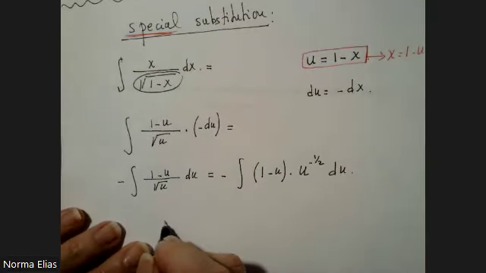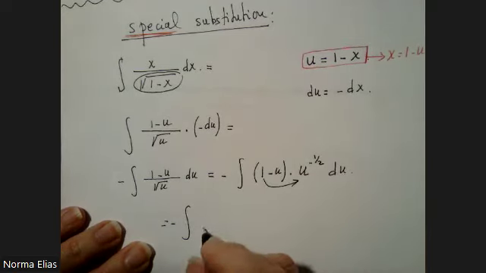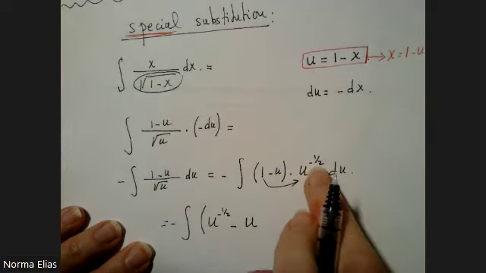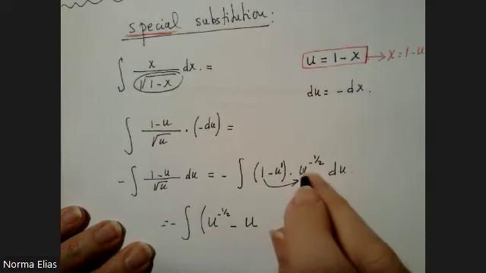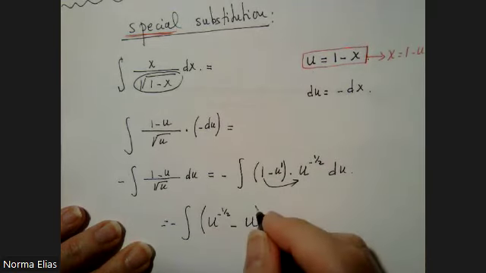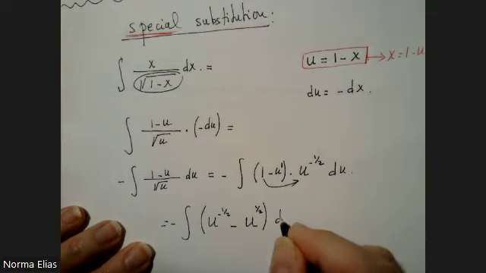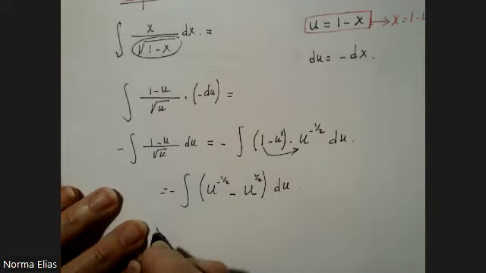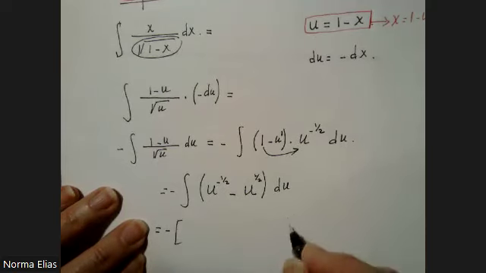So the integral is equal to, now I need to distribute: u to the minus a half minus u times u to the minus a half, that's u to the power 1 minus a half, which is a half, du. So again, we're back to basic at this stage. So this would give me minus the following.